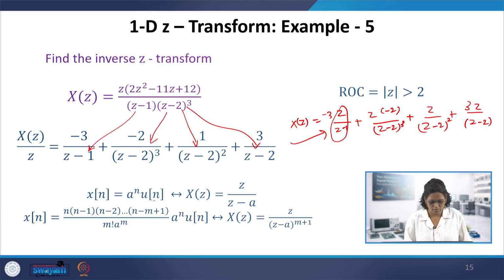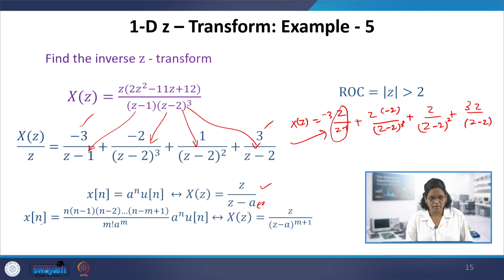So a power n u of n, where a is 2. That is X(z) equals z by z minus a, here a is 1 in the first case. And similarly for the last one also, 3 into z by z minus 2. So this z transform pair helps in getting the inverse z transform for this case and this case. Minus 3, and a is 1 here, 1 power n u of n. So minus 3 u of n, and this case is plus 3 into 2 power n. So that's the last term, but these two terms need to be taken the inverse z transform.